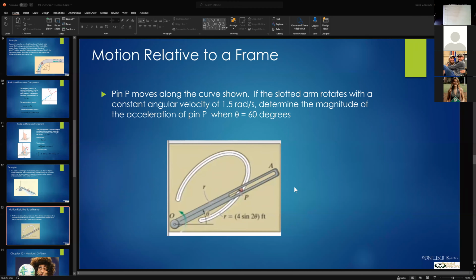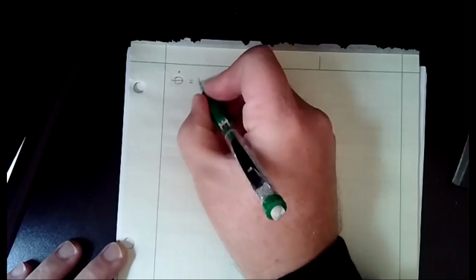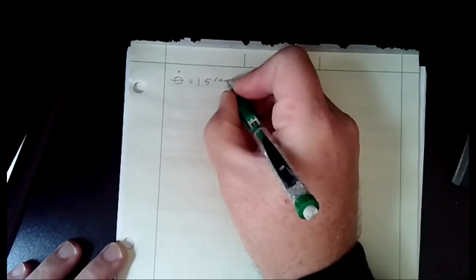So in this one, we know what R is, and we know what theta is. We know that theta dot, sorry, not theta prime, is 1.5, right? Because the angular velocity is theta dot, and you take the time derivative, you get 1.5 rads per second. So let's write that down. So if we do that, we know that theta dot is just 1.5 rads per second. Therefore, theta double dot is 0.